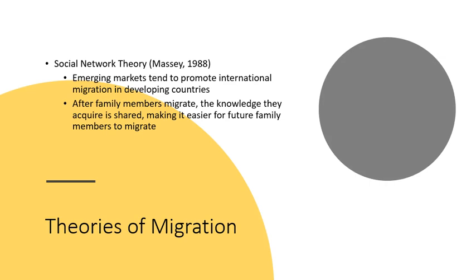Sometimes they return, and the knowledge they acquire is then spread. So there's a little bit of diffusion of innovation idea embedded in that too. Makes it easier for future family members to migrate. So this is more looking at a mechanism that gives rise to chain migration, right? The sharing of knowledge.